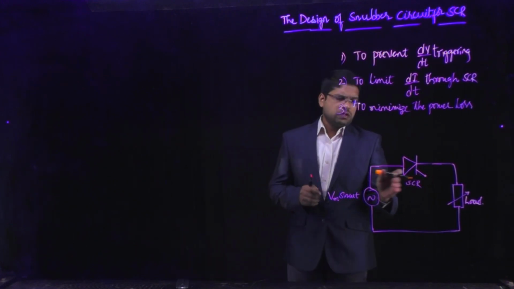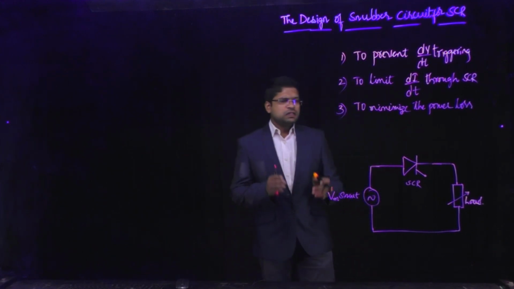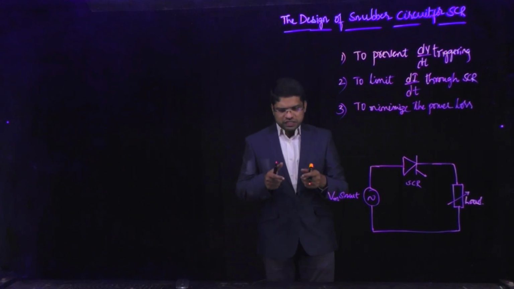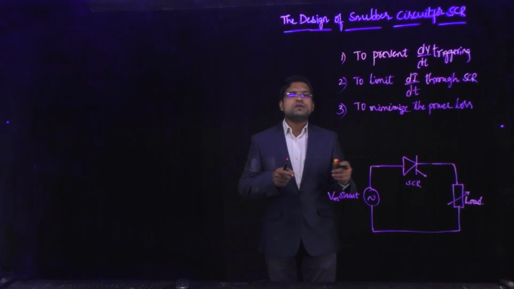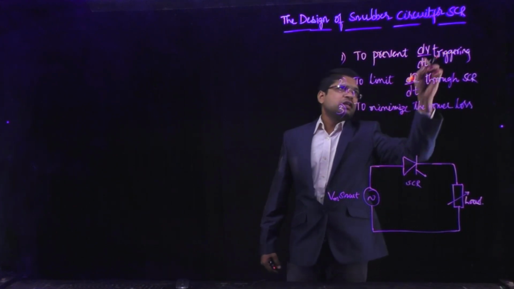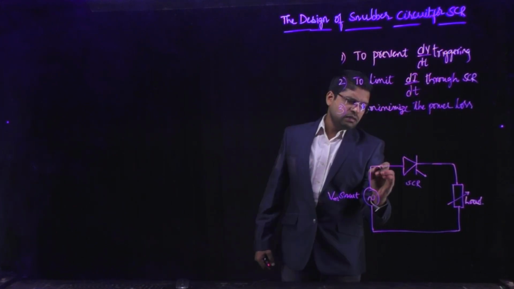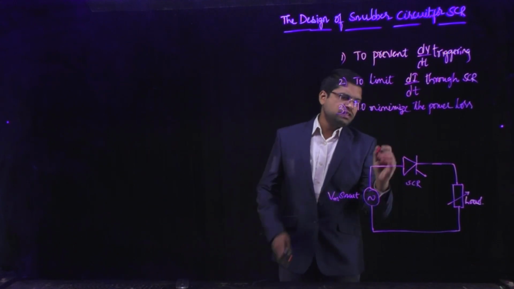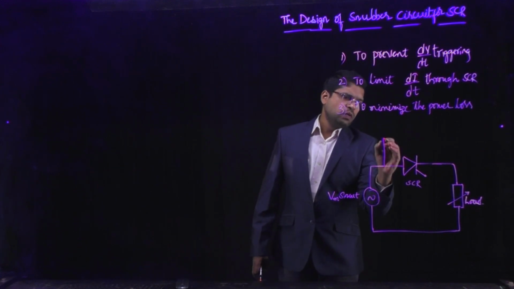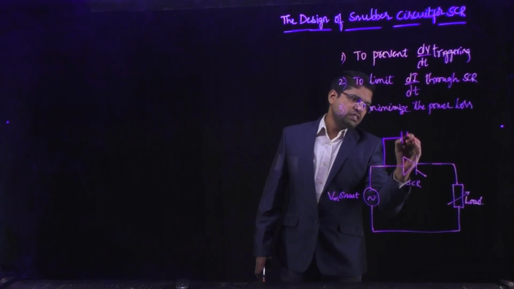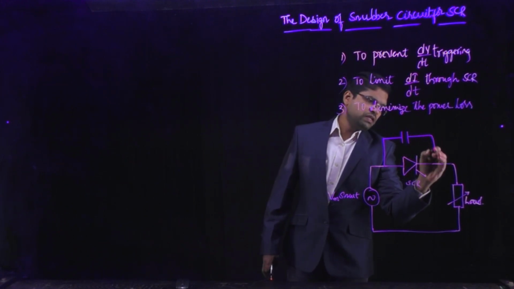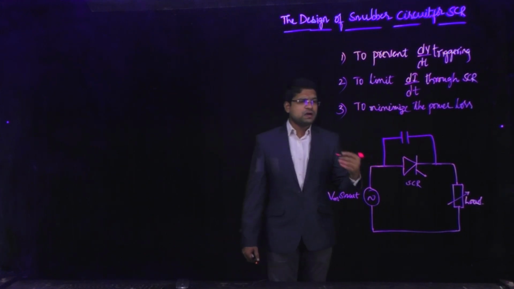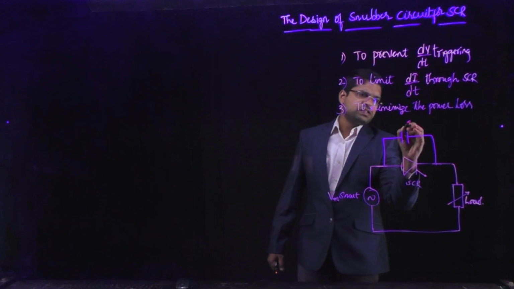So here, in order to prevent dV by dt triggering, the capacitor can easily prevent this type of triggering. Why? Capacitor is an element which opposes the rate of change of voltage across it. So the rate of change of voltage, that means dV by dt, is prevented by using a capacitor connected in parallel with SCR. That is why we connect a capacitor in parallel with SCR in order to prevent the dV by dt triggering, or unwanted or false triggering, of an SCR. So this is a capacitor, right?